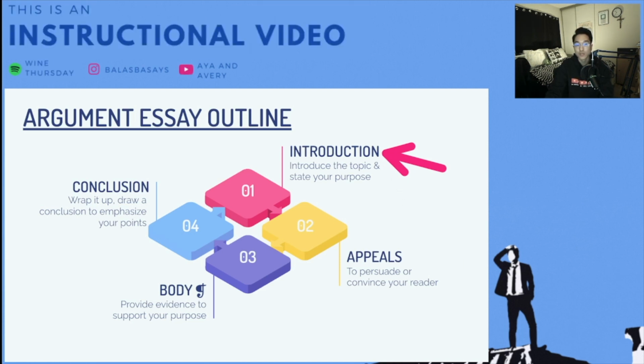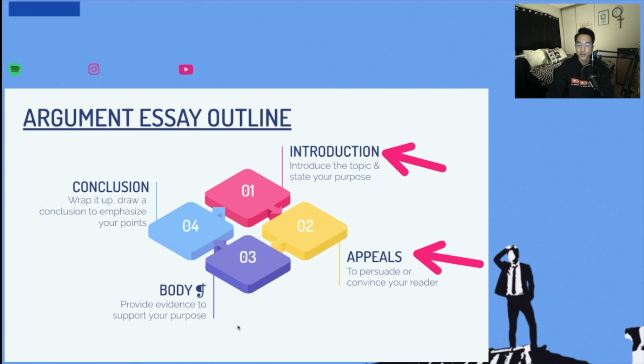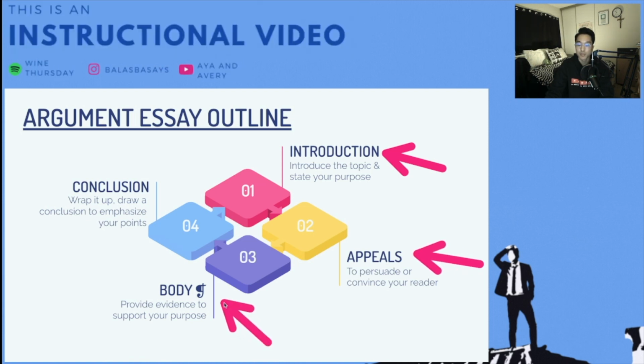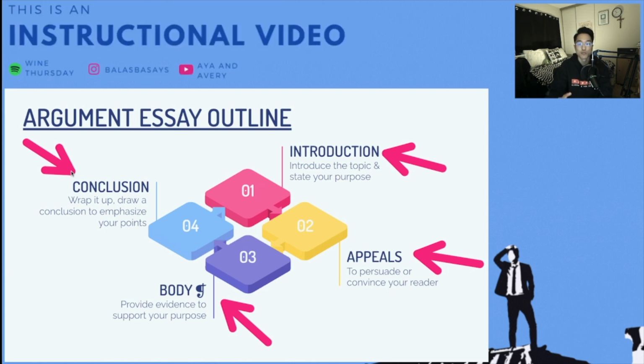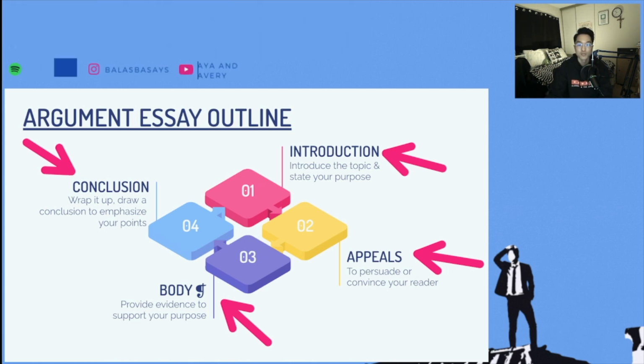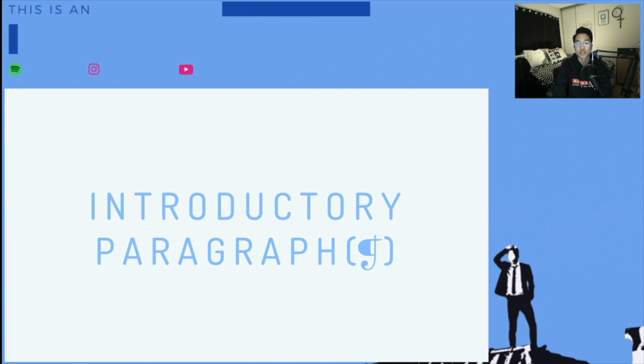And then number 2, move on to types of appeals, ways that you can persuade or convince your reader. The heart of your essay, if you will, which is your body paragraphs, which is when you'll provide evidence to support the purpose you stated in your introduction. And then lastly, number 4, your conclusion. You're going to wrap everything up, draw a conclusion to summarize all of your points. So starting off with the introductory paragraph.